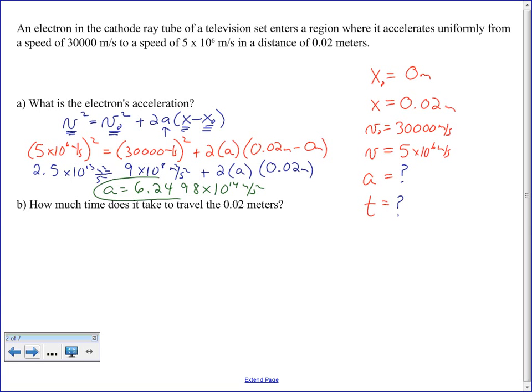Again, this might seem like a very large value, but this is an electron. An electron has a very small mass, so it's easy to give an electron such a large acceleration.